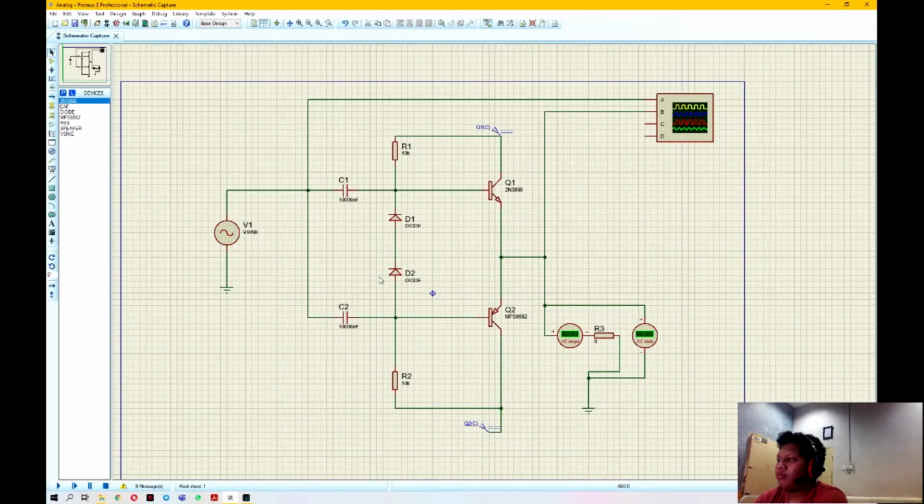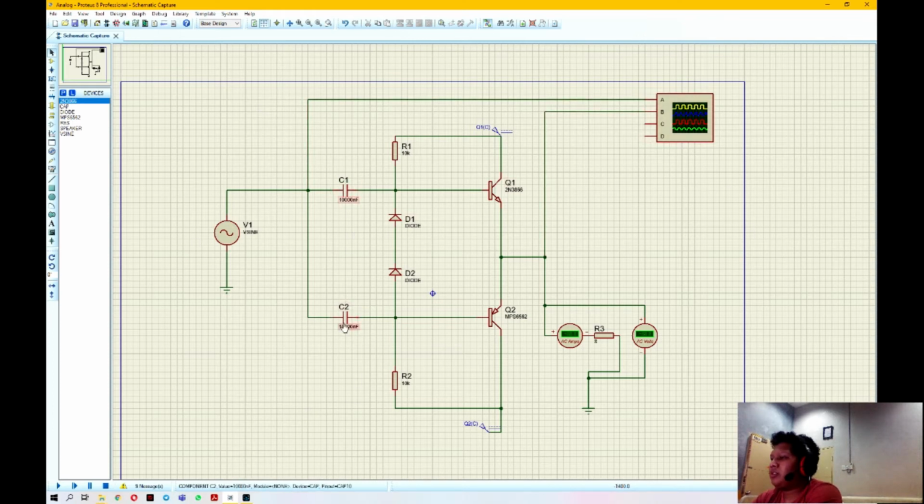Bismillahirrahmanirrahim. Assalamualaikum warahmatullahi wabarakatuh. My name is Muhammad Ishaq Syami bin Muhammad Zamri, and I will show you the design and the simulation of the circuit of the class AB power amplifier. So this is the circuit of the class AB power amplifier.